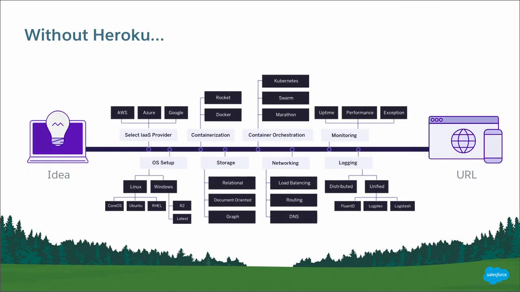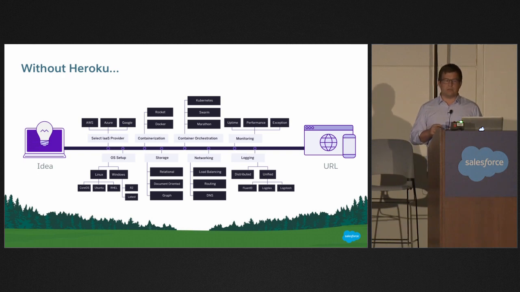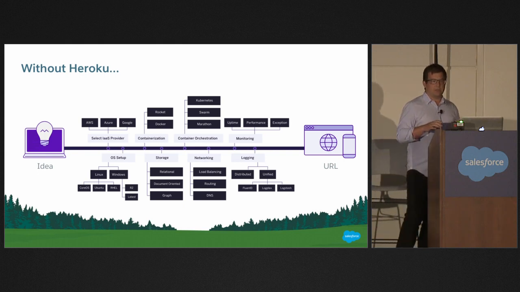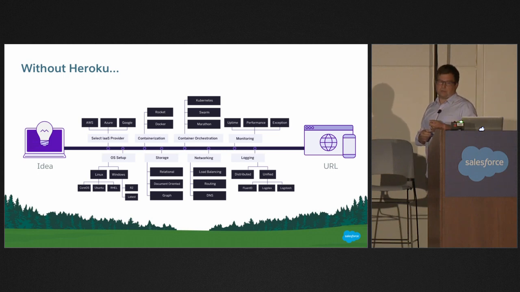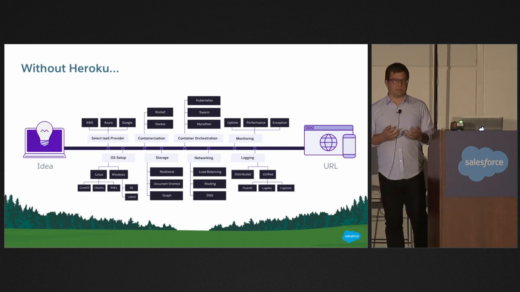Without Heroku, if we're trying to get an application on the web, we have all of these decisions to make. We have to figure out what IaaS provider we're going to work with. We have to figure out our operating system setup. Are we going to use Docker? Are we going to actually set up a Kubernetes cluster? How in the world are we going to do storage and persistence in that Kubernetes cluster? How should load balancing, routing, and network and DNS work? How are we going to monitor the Kubernetes cluster? And how are we going to handle logging? All of these decisions that we have to make just to get our application live on the web.